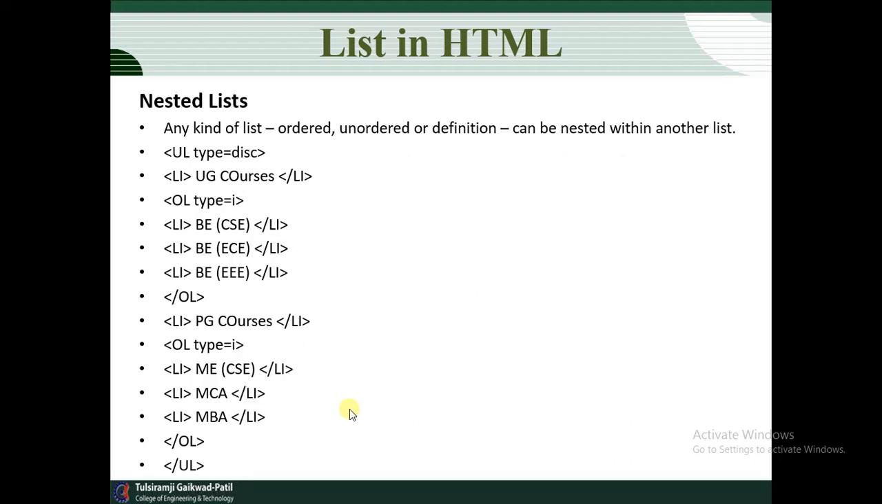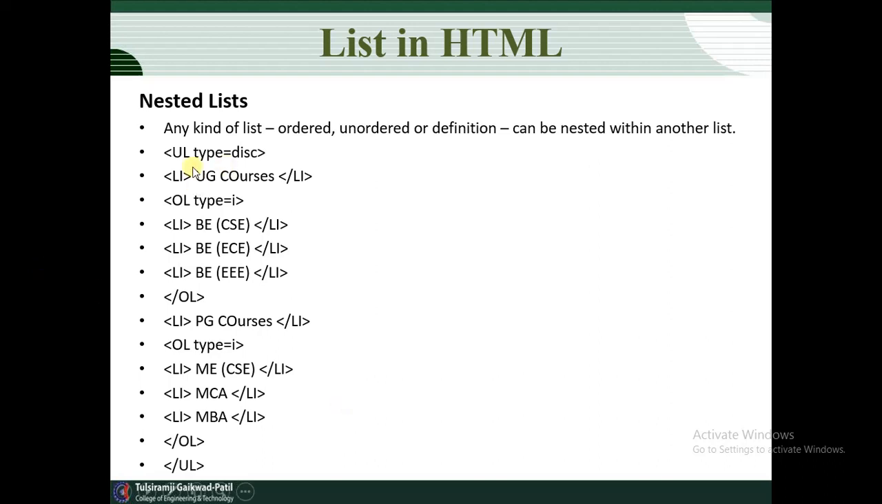Now the fourth type we have is called a nested list. That means a list is given inside another list, which is called a nested list. Any kind of list, ordered, unordered or definition, can be nested within another list. What are the different types of list we have discussed here? Unordered, ordered and definition lists can be nested.